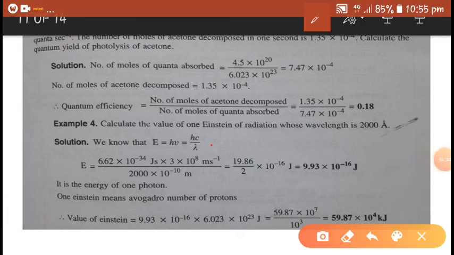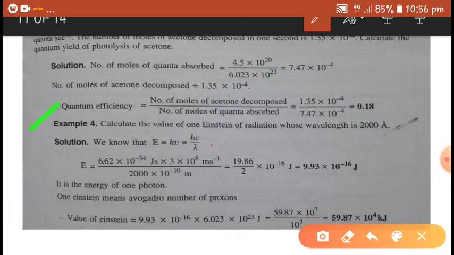To get the number of moles of quanta absorbed, we have to divide the value of quanta by N. So this is the number of moles of quanta absorbed. The number of moles of acetone decomposed is given as 1.35 into 10 to the power of minus 4. Then quantum efficiency is equal to the number of moles of acetone decomposed divided by the number of moles of quanta absorbed. By putting all these values, we get the value of quantum efficiency.